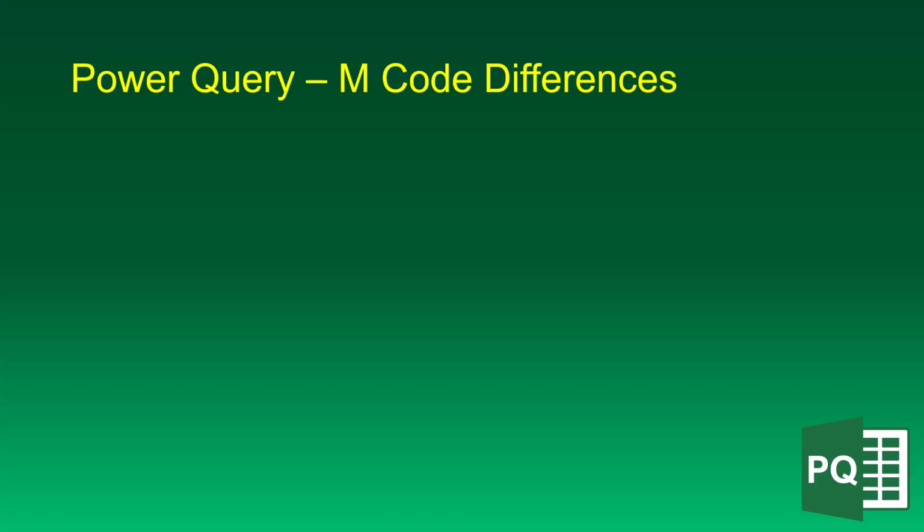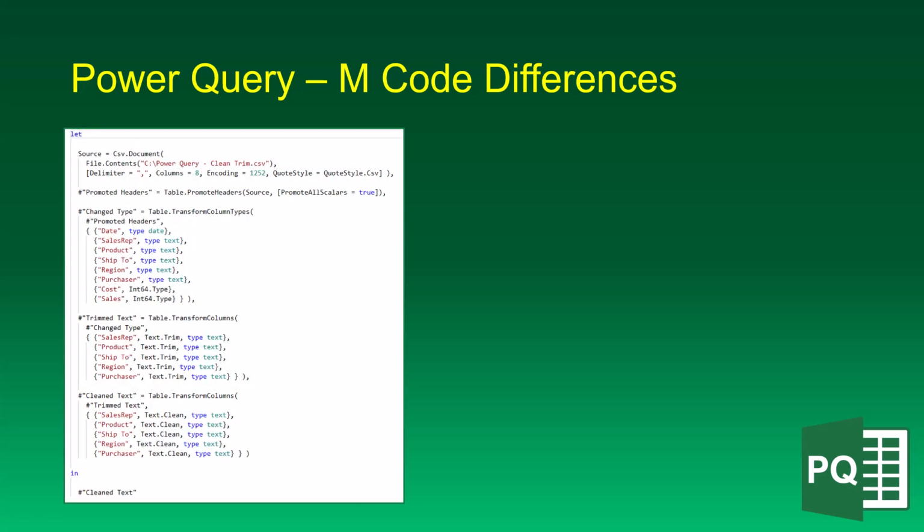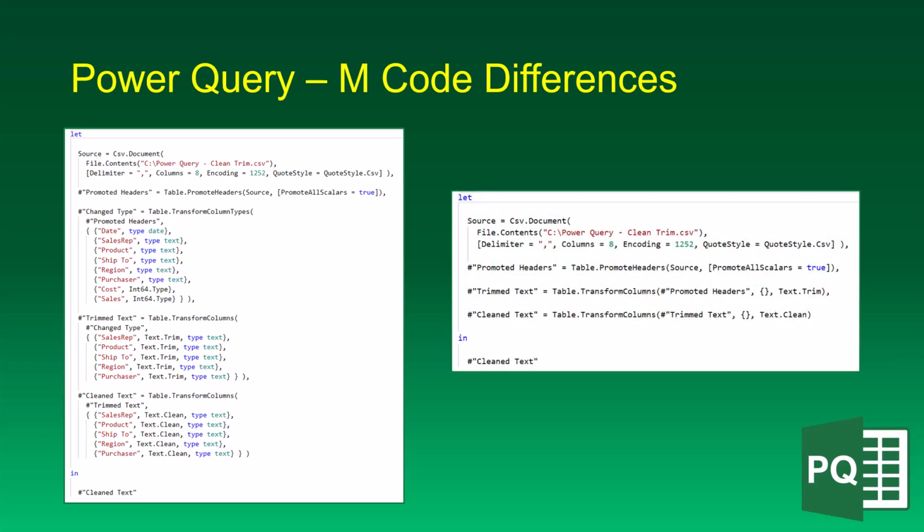So the final point to all of this is in the M code. Let's look at the M code differences. If we do it the traditional way, our M code is going to end up looking something like this. But with just a few minor tweaks, we can turn this M code into this. Not only is it shorter, but it's more robust, it's more future-proof.